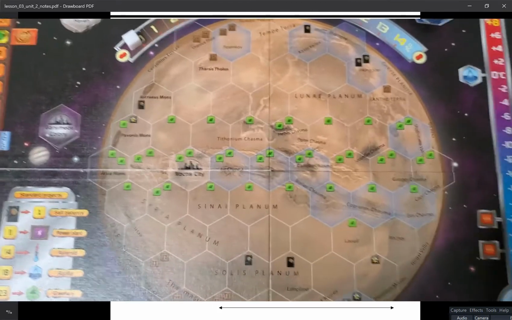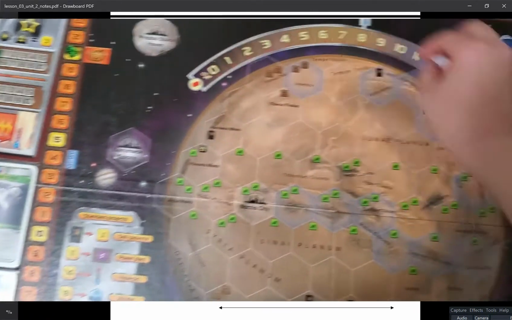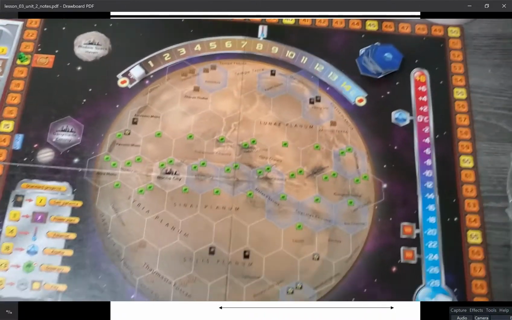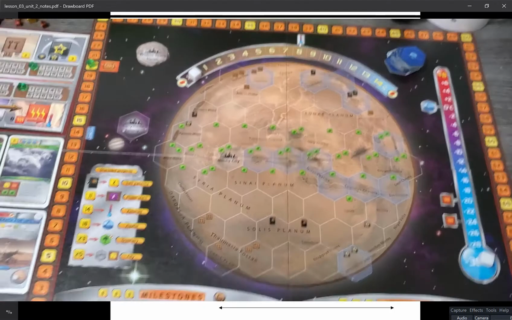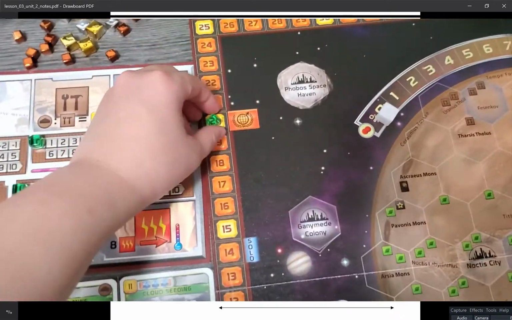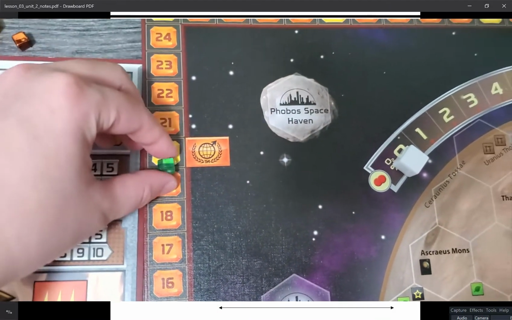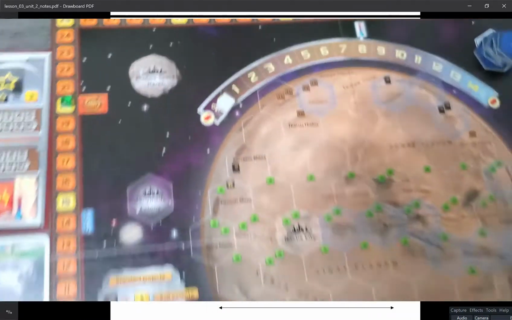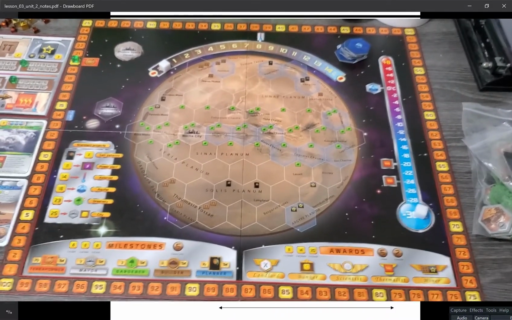Once all these trackers go up to the max, and all the ocean tiles are used up, we have completely terraformed Mars. That marks the end of the game. Every time you terraform Mars, you get a terraforming rating that looks like this little orange symbol, and you go up on this track every time you terraform Mars, and they get directly converted to victory points at the end of the game.